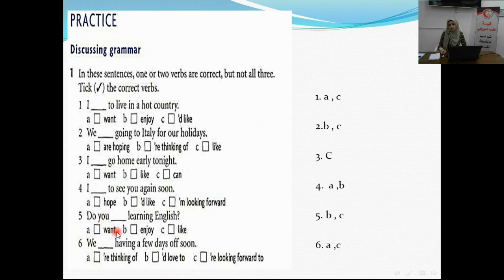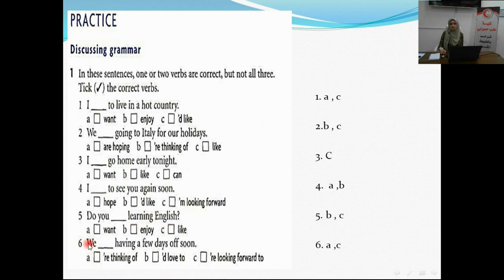Do you want, or do you enjoy, or do you like learning English? The answer would be enjoy: do you enjoy learning English? And do you like learning English? Because these two verbs are used to be followed by an ing verb.